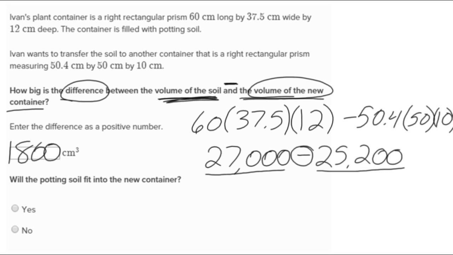And then it says, will the potting soil fit into the new container? Okay, hang on. All right, I almost gave you the wrong answer. This is the potting soil right here, and that is more than your new container. So will it fit? No, it will not fit. All right, let's go on to the next one.